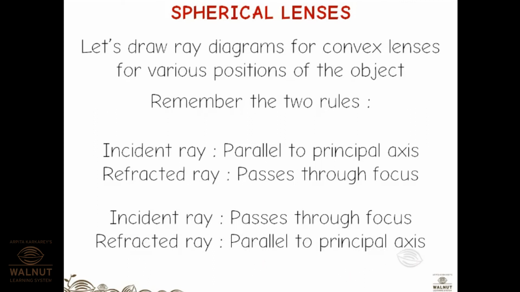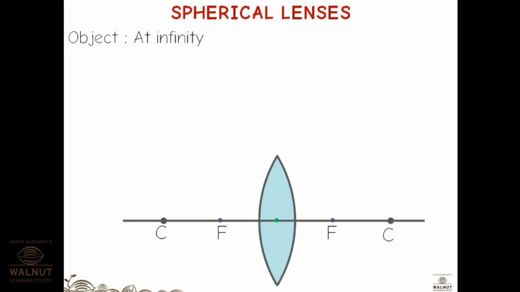Okay, we are going to have it in case of convex lenses first. The first rule: when the incident ray is parallel to the principal axis, the refracted ray will pass through the focus. This is the first rule, right? And the second rule is when the incident ray passes through the focus, the refracted ray will be parallel to the principal axis. Okay, so it is vice versa, you can see.